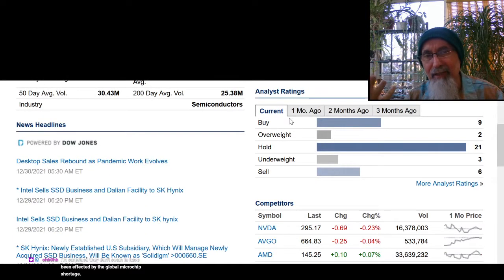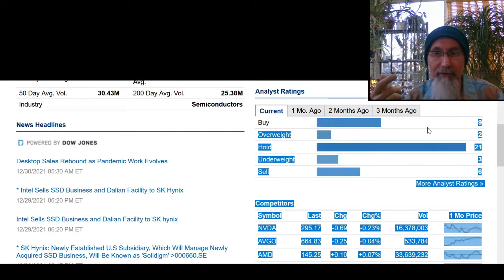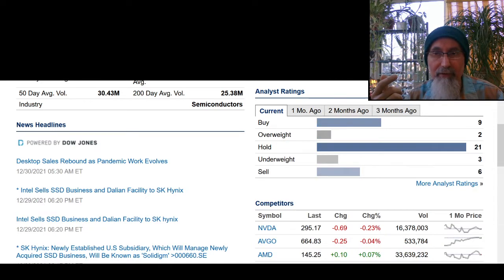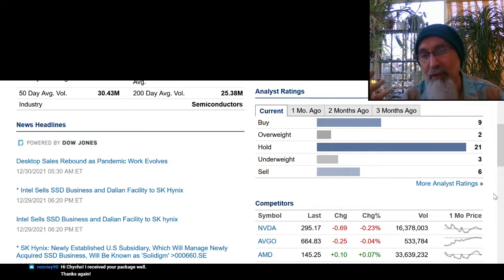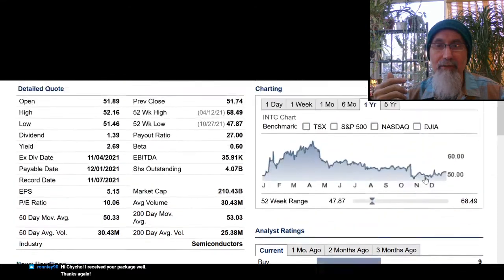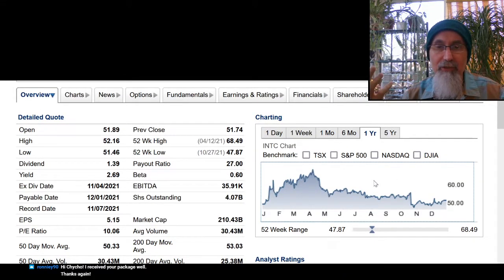Analyst rating, there's 9 people, let's say it's a buy right here, right? 9 people say that's a buy, 2 people say that it's overweight, 21 analysts are saying, because it's one of the major tech companies, it's got major coverage, 21 people are saying just hold it, and 6 people are saying sell it, right? Now we can take a look at the charts here as well.